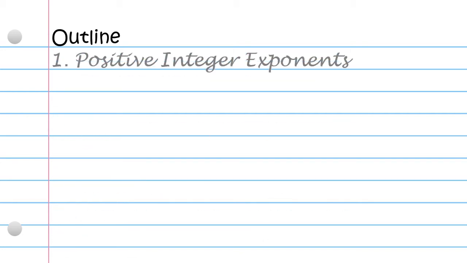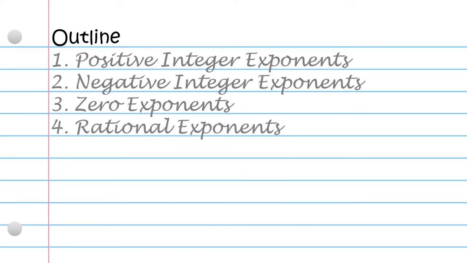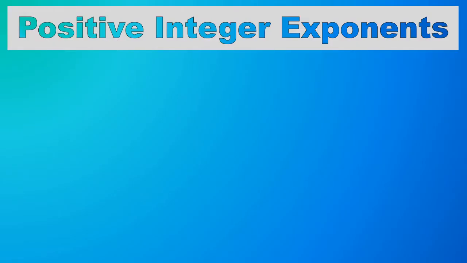So first I'm going to explain this property for the case of positive integer exponents or counting number exponents, negative integer exponents, and then zero exponents, as zero is neither positive nor negative, rational exponents or exponents that can be written as a fraction, and then irrational exponents. Let's talk about positive integer exponents.